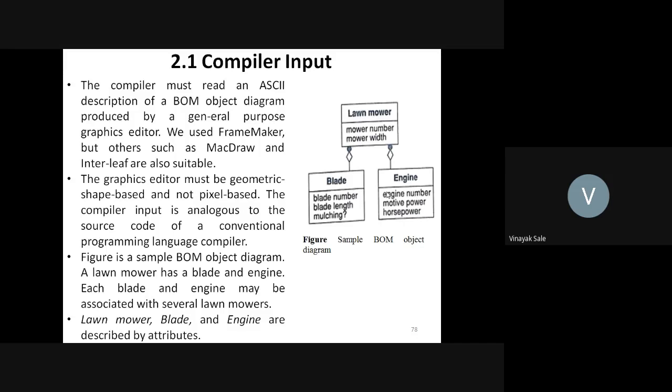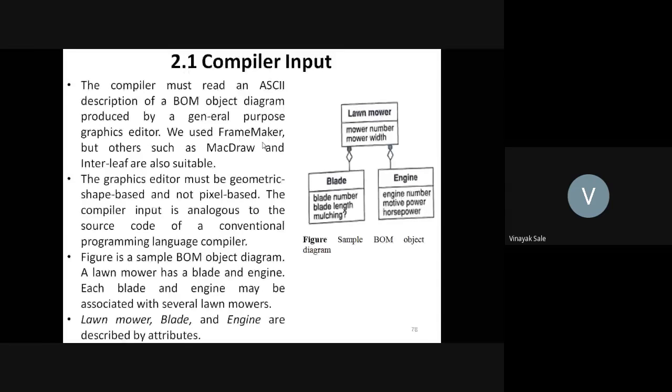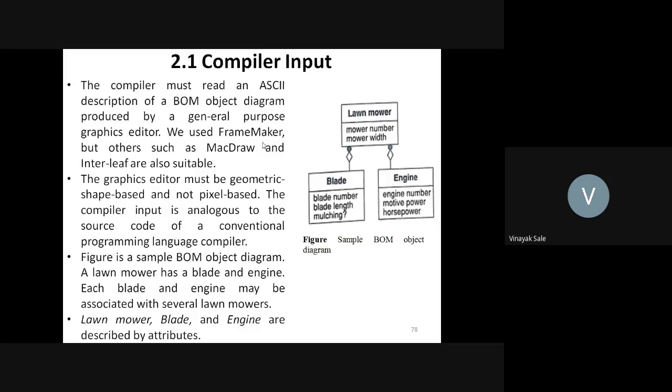Similarly, in case of engine: engine number, motive power, and horsepower. So the compiler must read an ASCII description of the bill of material object diagram produced by a general purpose graphics editor. We used a framework, but others such as Macdraw or Interleaf are also suitable. The graphics editor must be geometric shaped and not pixel based.